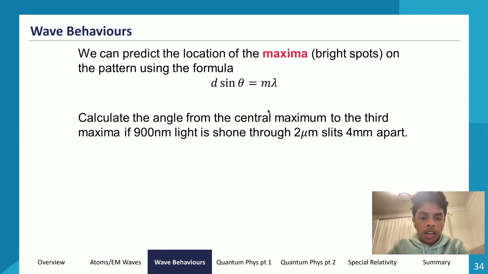So now we have all the data. We can write this out now. So d is equal to 0.004. Lambda is equal to 900 times 10 to the power of negative 9, or 900 nanometers.